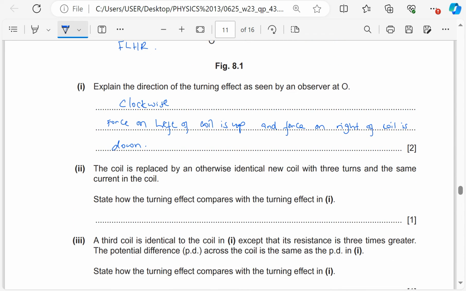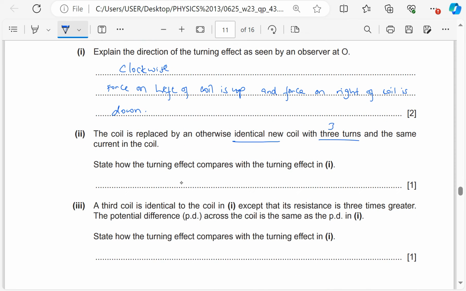Then the coil is replaced by an otherwise identical new coil with the 3 turns. That is, now we have more turns in the magnetic field. And of course, the force depends on the number of turns in the magnetic field. So if we have more turns, we expect more force. So state how the turning effect compares with the turning effect in Roman 1. Since we have more turns, the force depends on the turns. So we expect that the turning effect is going to be greater.